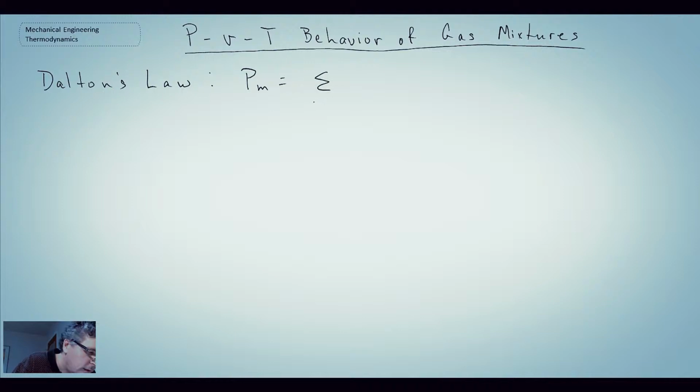What Dalton's law states mathematically is that the pressure of a mixture is going to be equal to the component pressures of each individual component in that mixture, provided that each of the components is at the same volume and temperature. So graphically, we could illustrate it in this manner.